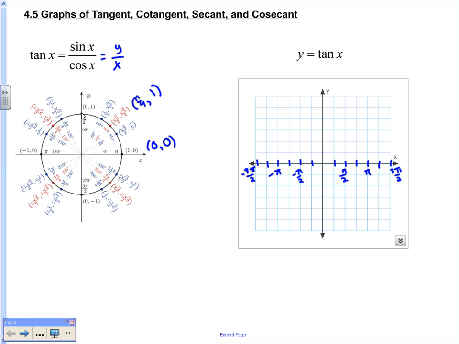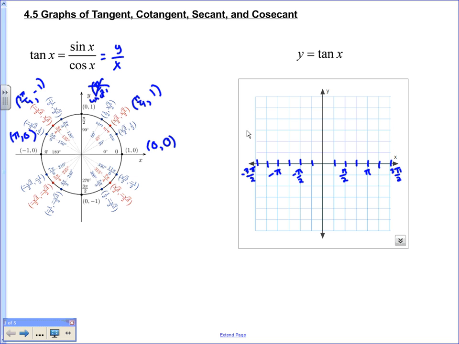Up here at the top, this angle is pi over 2. If I put 1 over 0, I actually get something that's undefined, so I wouldn't have a point at all. I would say that at pi over 2 it's undefined. And I can just keep going around here labeling these points, like 3 pi over 4. If I have square root of 2 over 2 over negative square root of 2 over 2, that's negative 1. And then at pi, I'd have 0 over negative 1, which is 0.